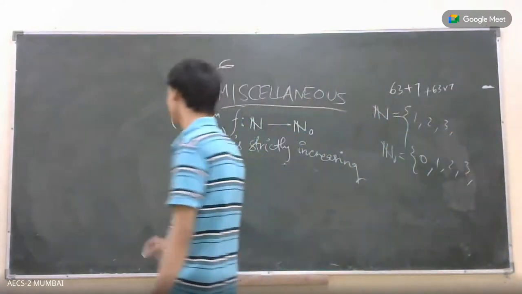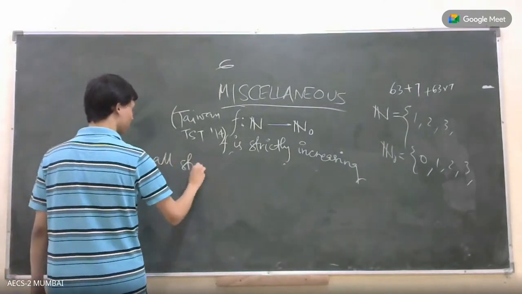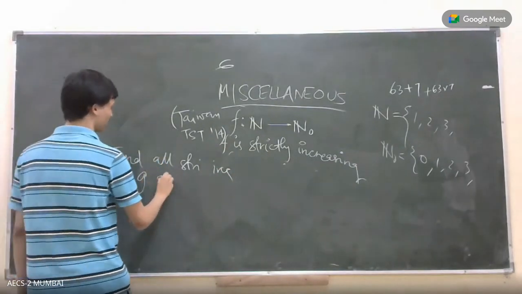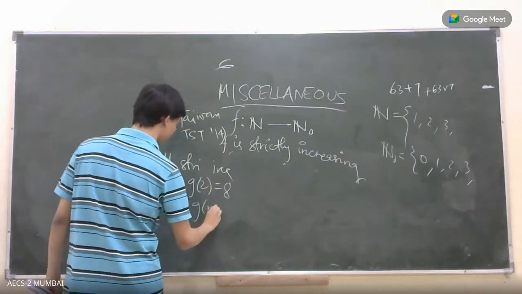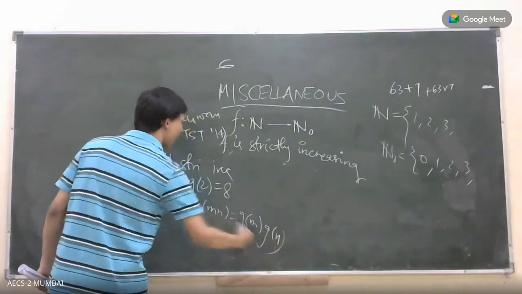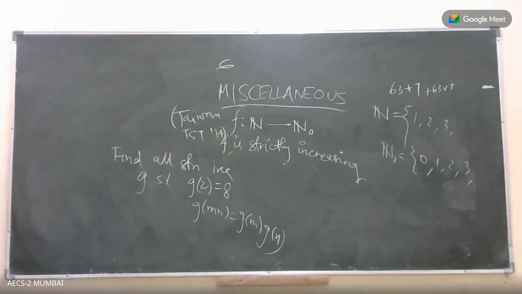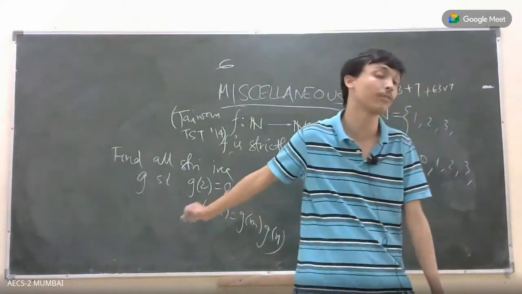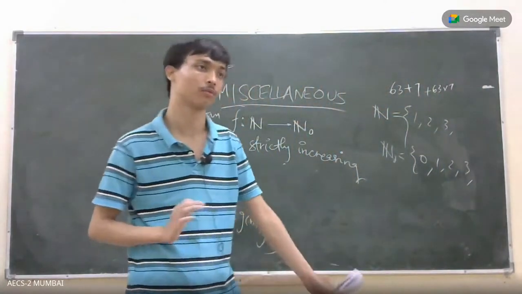So now our new question is: find all strictly increasing g such that g of 2 is 8 and g of mn is g of m into g of n. So this is our new question. This is another example of a shift. And how could you have seen the shift coming? How do you guess that we have to do a shift here?